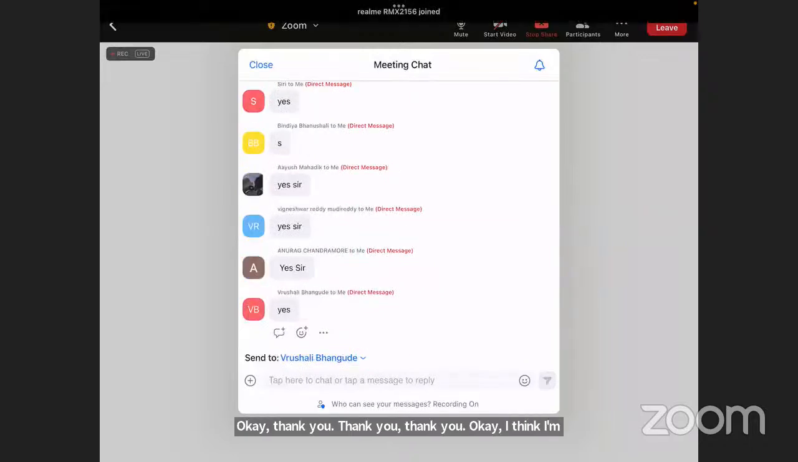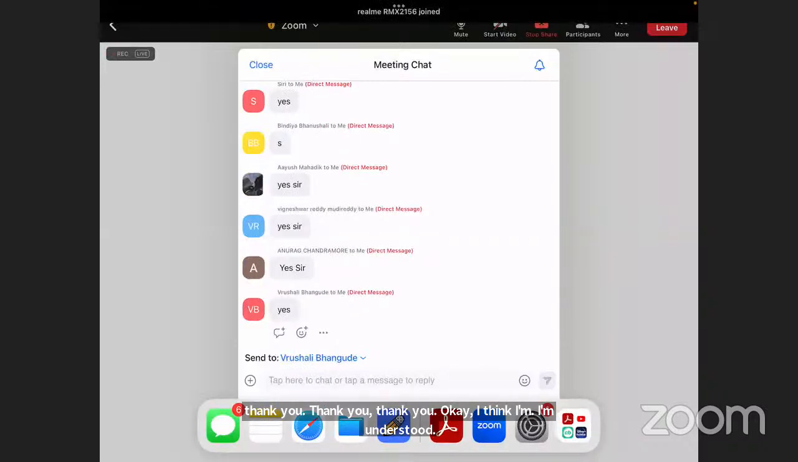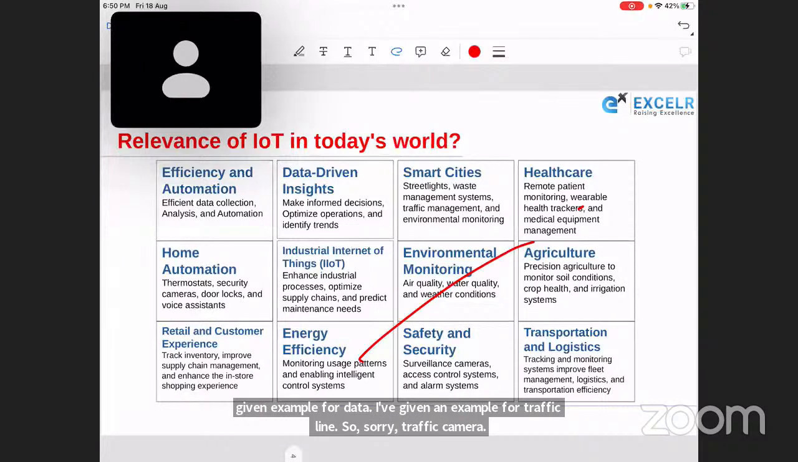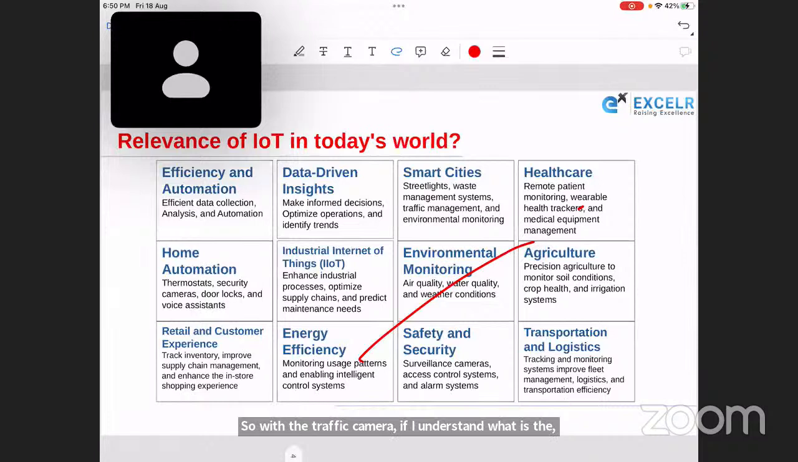So let us go to the data-driven insight. I have already given an example for data-driven, the traffic camera. With the traffic camera, if I understand the frequency and the density of the traffic here, I can take actions accordingly. For the long term, I can offer some broadening of the road or a flyover. For the short term, I can have some diversions so that I can have smoother traffic. Okay, that is something there.